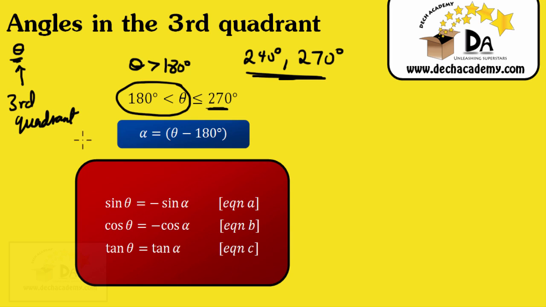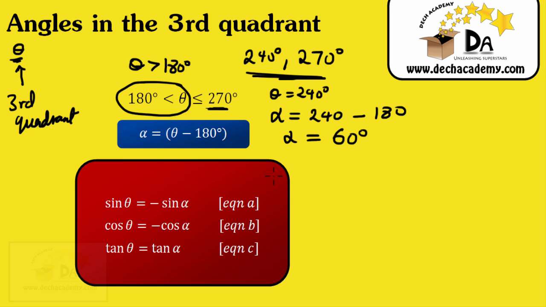You need to find first a related angle alpha, which is given by theta minus 180 degrees. So when theta is 240 degrees, 240 degrees is a third quadrant angle. The related angle alpha is going to be given by theta minus 180. 240 minus 180 is 60 degrees.